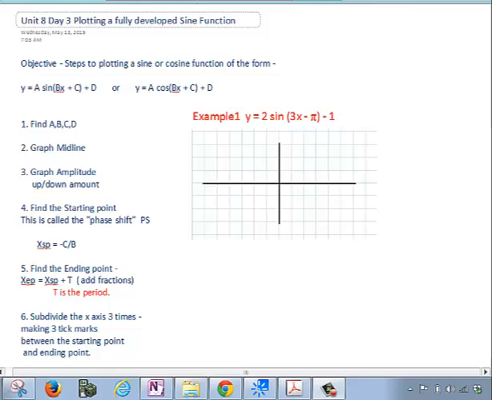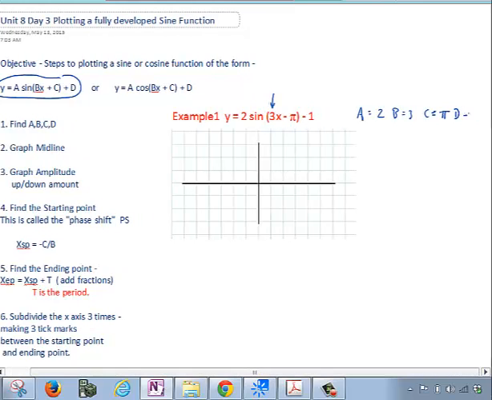So what we're going to be working with is this type of function, a sine function. The first thing you want to do when you look at the function is write down what the a, b, c, and d values are. Looking at this function, the a value is 2, the b value is 3, the c value is negative pi, and the d value is negative 1.